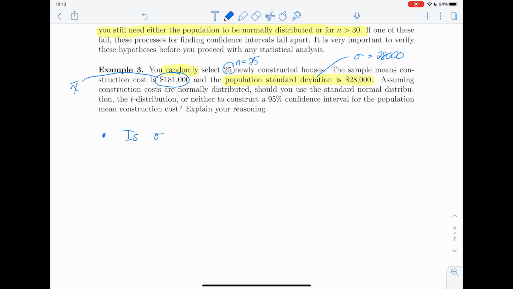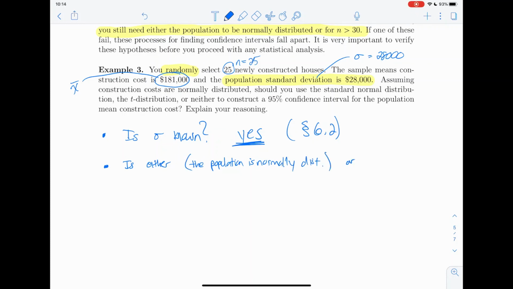The first question we have to ask is, is sigma known? That means, are we in section 6.1 or are we in section 6.2? In this case, the answer is yes. So that means we are in the context of section 6.2. The next question that you might want to ask is, either we need one of the following two things to be true. Either the population is normally distributed, that's one option, or you need your sample size to be greater than or equal to 30. Does one of these things occur? The answer is yes. The population is normally distributed. We had that assumption right here.